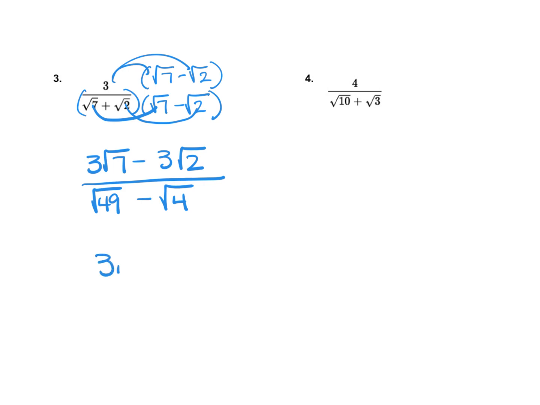So we'll have 3 square root of 7 minus 3 times the square root of 2 all over. All right, so square root of 49 is 7. Square root of 4 is 2. So 7 minus 2 will have 5.